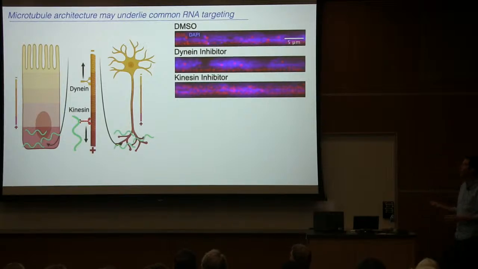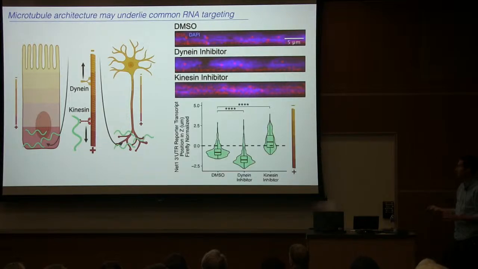If this is true, what we should be able to do is inhibit kinesin, and now our RNAs that were neurite enriched or basal enriched should not be that way anymore. So that's what we did. We took an RNA that was very basally enriched, and if we inhibit dynein, it actually becomes more basally enriched. But if we inhibit kinesin, now you can see it's kind of apical and basal, filling the cell.